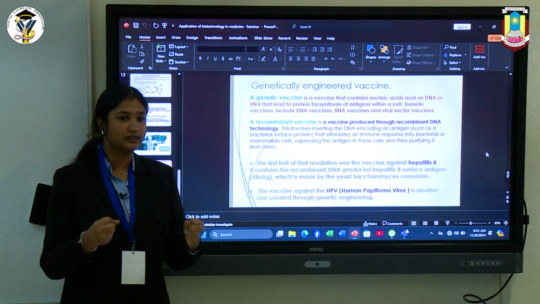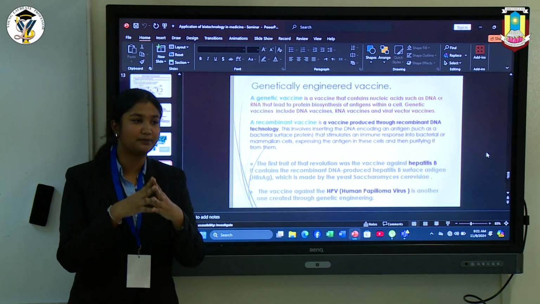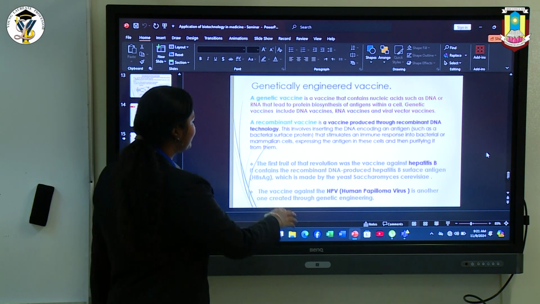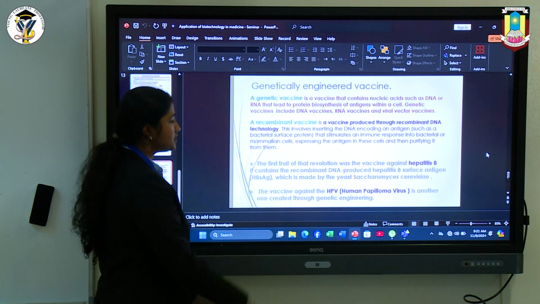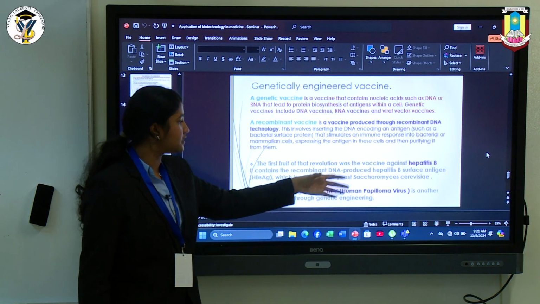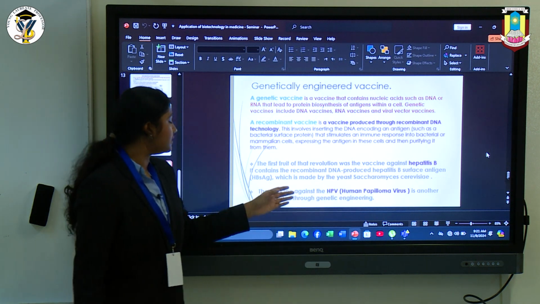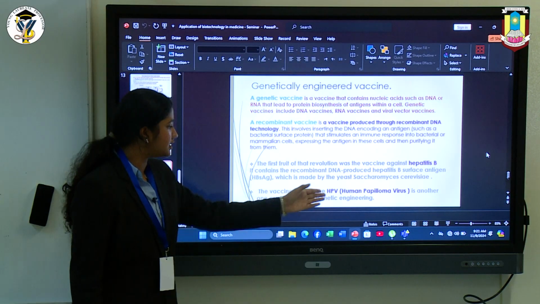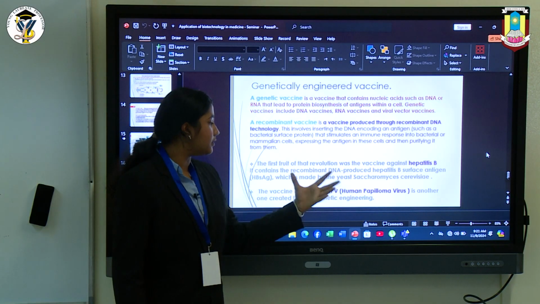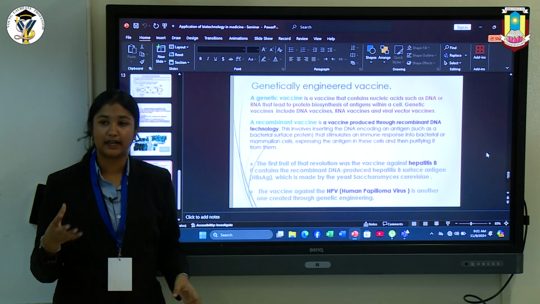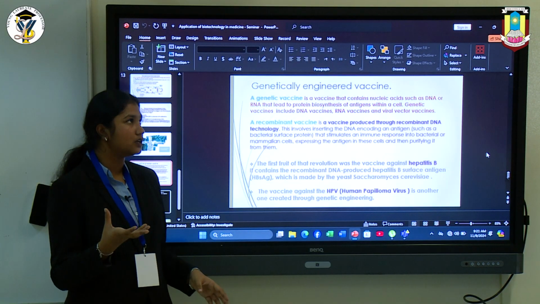So that prepares our immune system for this attack. The first such recombinant vaccine was against hepatitis B, where the recombinant DNA produced hepatitis B surface antigen, which is made by the yeast Saccharomyces cerevisiae. And another one is HPV, human papilloma virus, which has been shown to prevent most cervical cancers and genital warts.